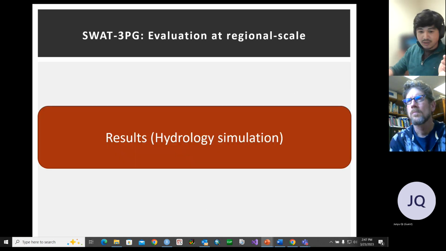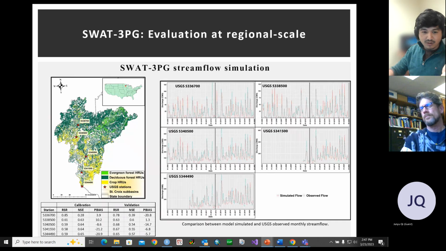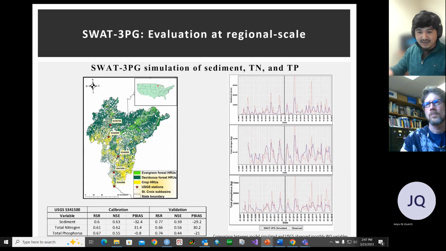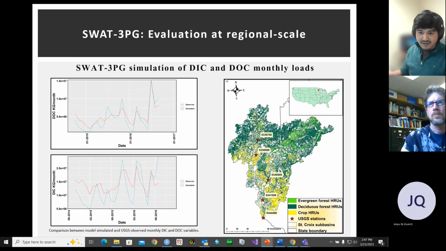After that, we did some hydrological simulations. So I'll quickly go over this. We measured the model simulated hydrology well. We compared against the default SWAT, and then we saw some improvement, especially on low flows with SWAT 3PG. We did water quality, like sediments, phosphorus, nitrogen. The model does a good job. And then we are in the process of calibrating DIC, DOC monthly loads, right? So we had these data sets available from 2000 to 2040 initial calibration, and then the model is doing okay. We need to improve this further, but they are within the same magnitude, right?